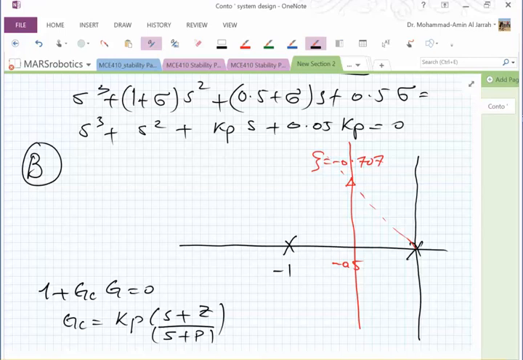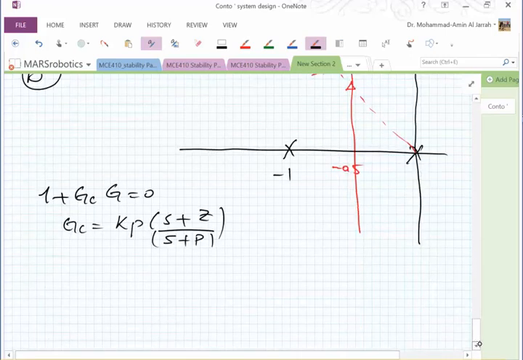Now, what is the gain deficiency I have? The gain at the desired root for achieving steady state performance was 20. The gain to achieve the transient performance was 0.5. What is the ratio of the gains? 40. So I need to select Z over P to be 40.